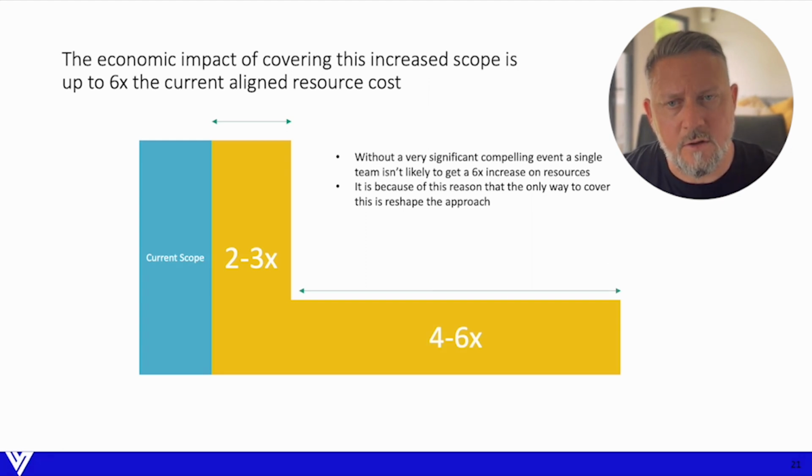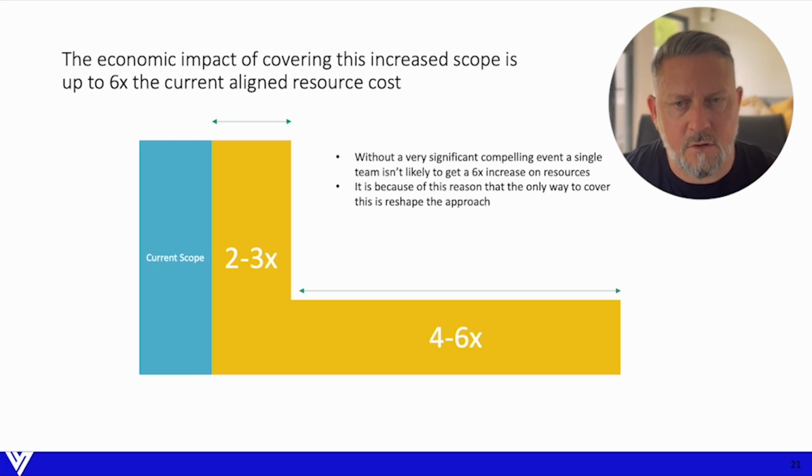To cover that, you're going to need, in the first case, to do the 20 to 30% actively managed, and then that baseline management of de-risking. You're looking at up to 6 times the resources. And without a really significant compelling event, 99% of organisations are unlikely to get 6 times the resources they've got today.